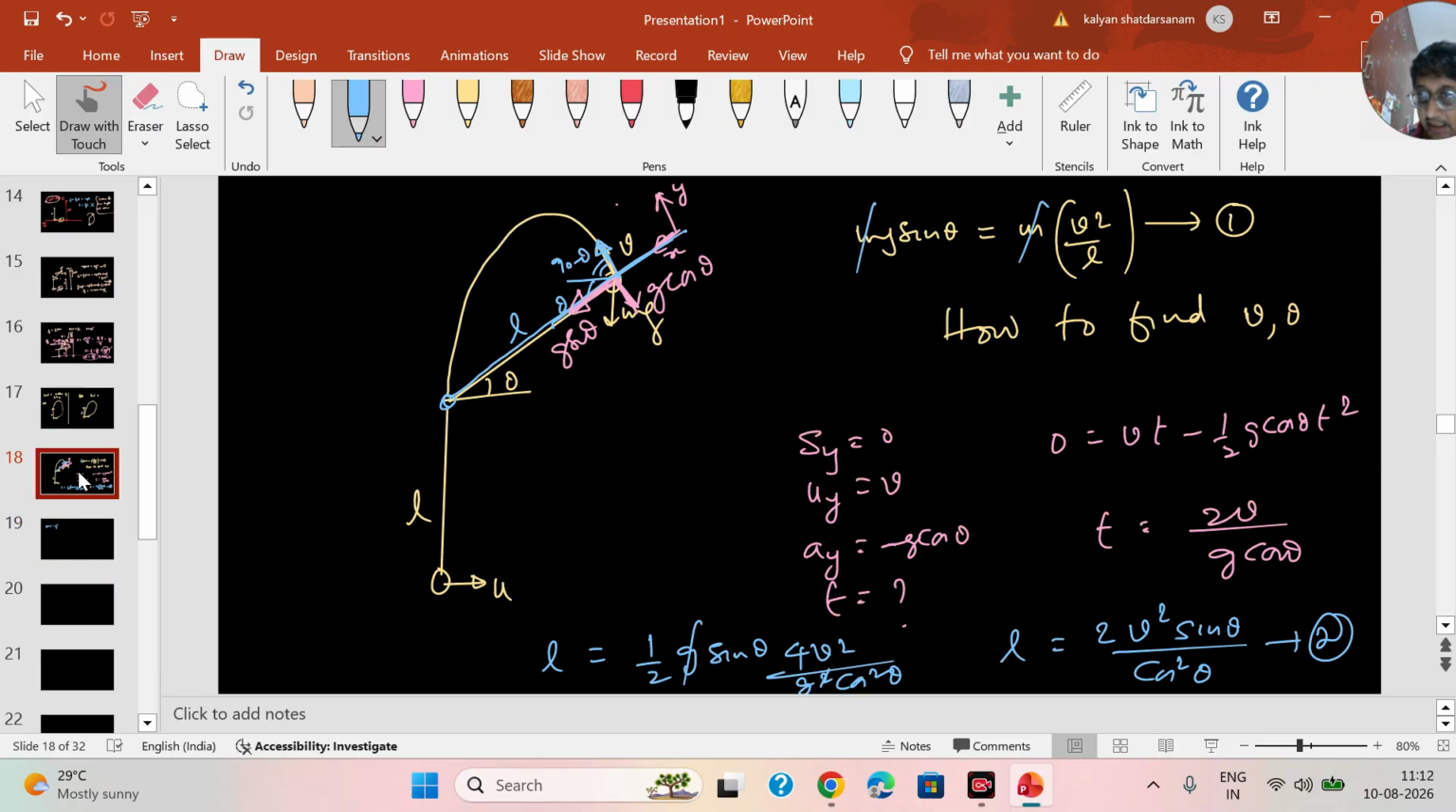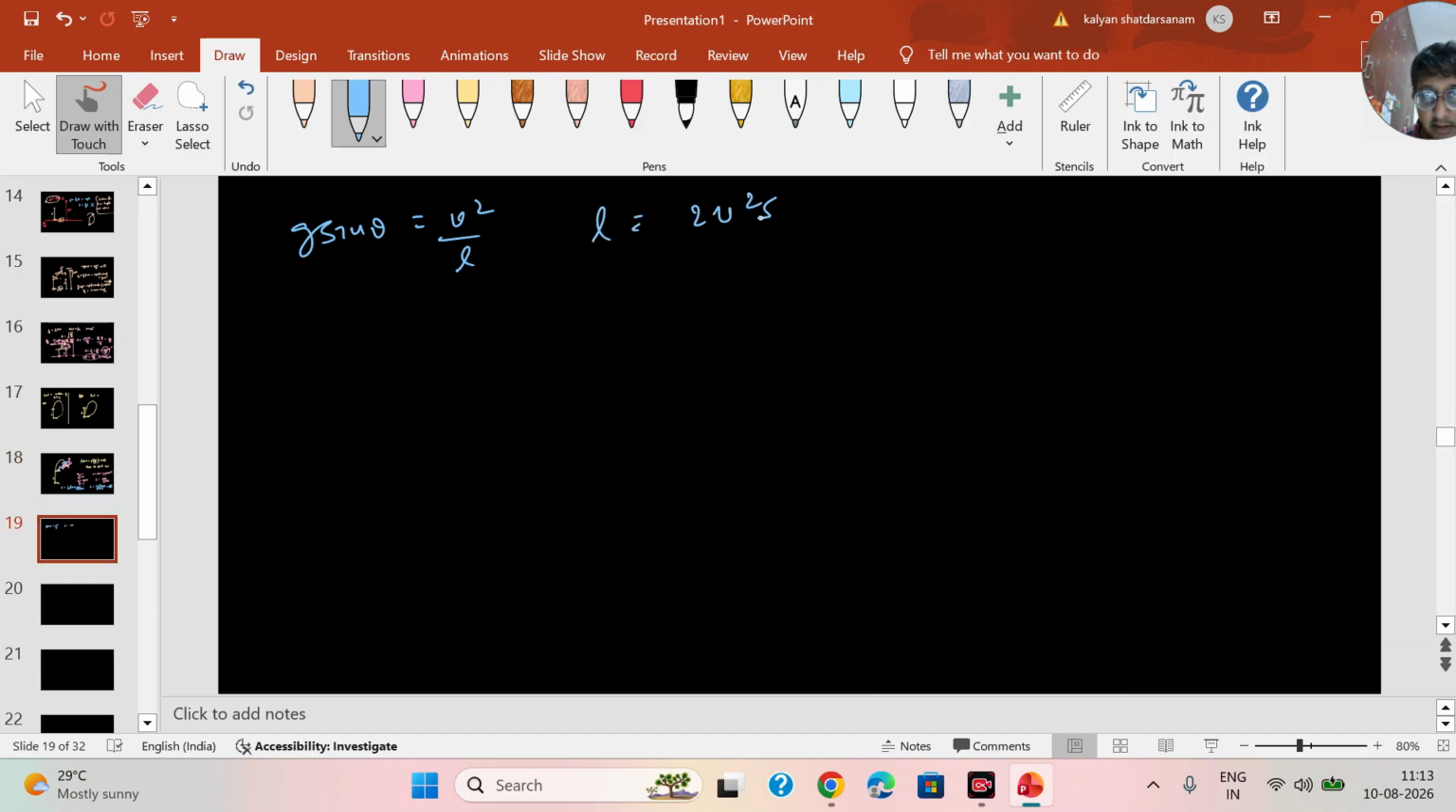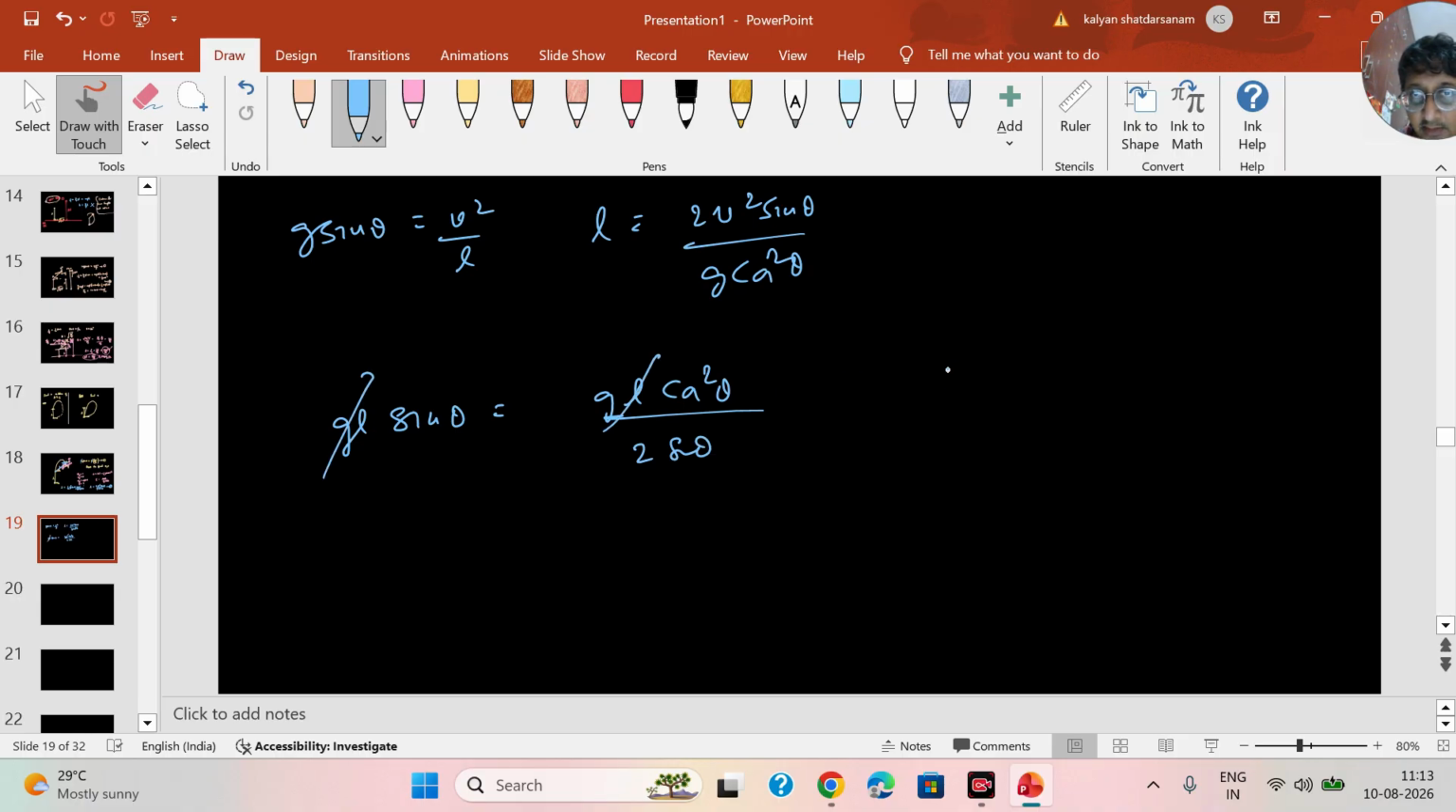And what is 2 saying? I forgot one g here. Equation 2 is saying L is 2V square sin theta by g cos square theta. Am I right? Just let me check it. Yes. So from these two, I'll eliminate V square. So I have gL sin theta equal to gL cos square theta by 2 sin theta. So gL goes away, and I am getting theta now. So tan square theta is 1 by 2, so tan theta is 1 by root 2. I got it.